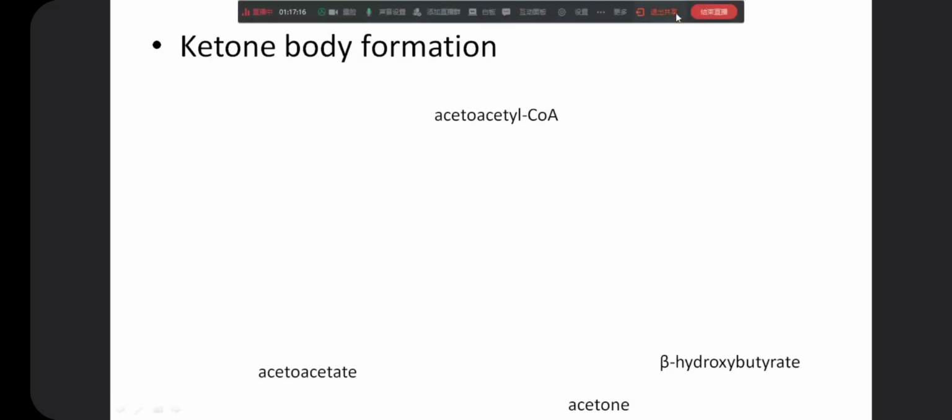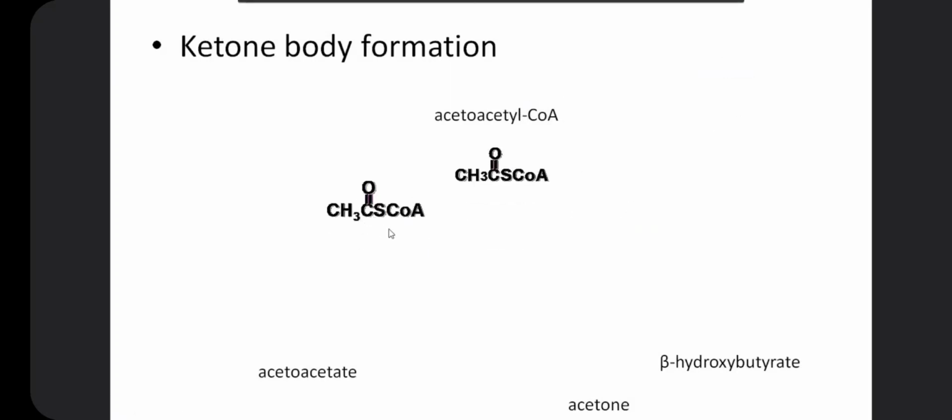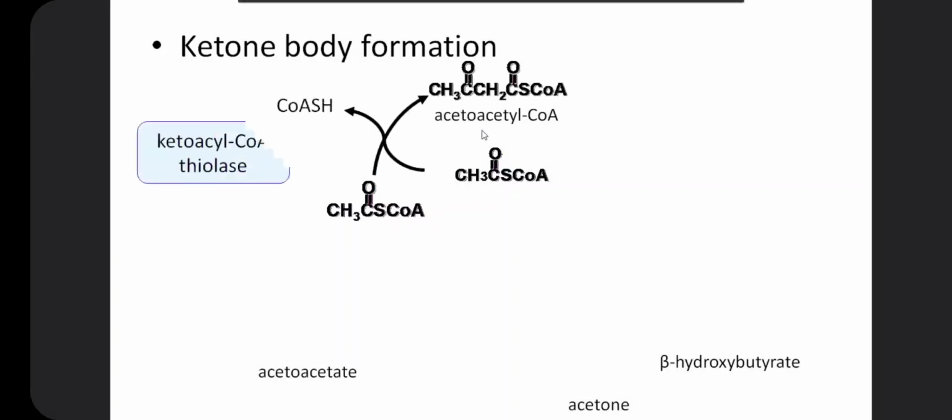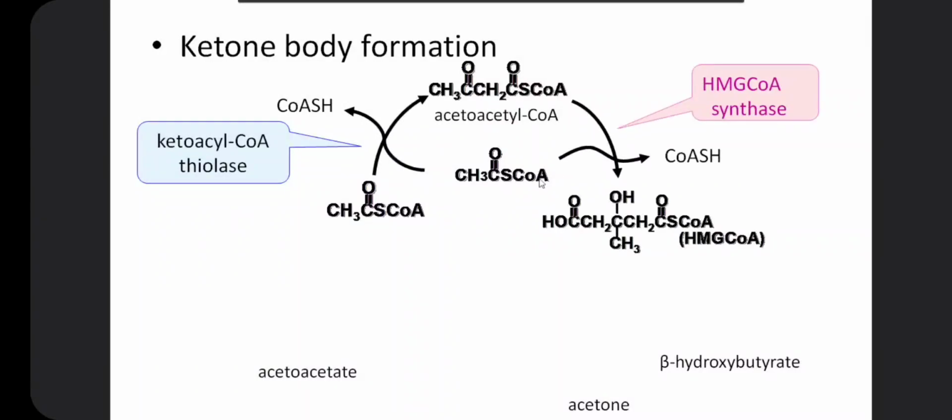Here you should remember. Okay, so first, two molecules of acetyl coenzyme A join together to form acetoacetyl coenzyme A. And this reaction is catalyzed by acetyl coenzyme A thiolase. Okay, and then next, a third molecule of acetyl coenzyme A is used to form 3-hydroxy-3-methylglutaryl coenzyme A, that means HMG coenzyme A.